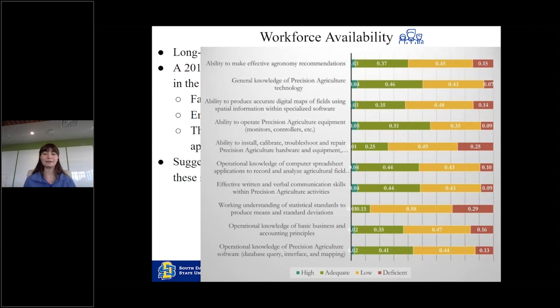So you can see that this is a figure from Ericsson 2018, and these are the knowledge, skills, and abilities that were talked about in that survey. And you can see that there is a significant portion of each of these skills that seem to be deficient or low in their abilities.